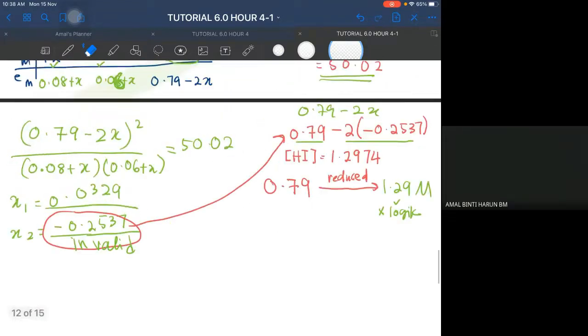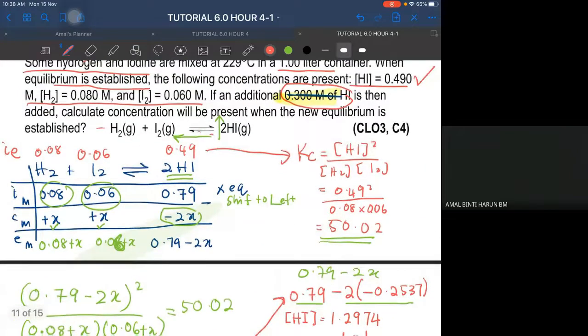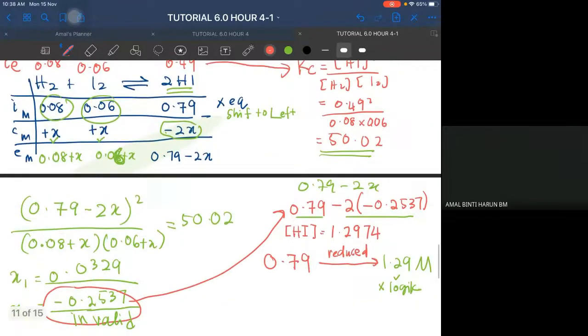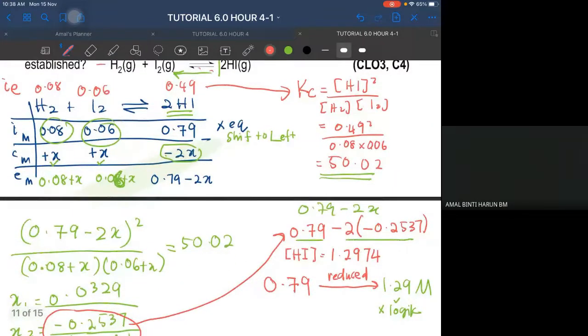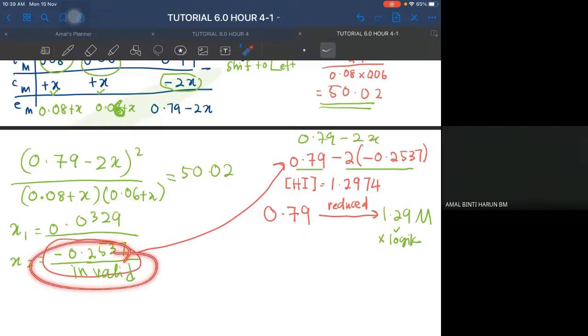Mana dah tadi? Okay, so sampai sini. Bila dapat dua value X, kalau nak ikut kaedah yang terbalik tadi tu pun, you still samalah. Kena check juga value X dia. Okay, sekarang saya tak reverse. Saya hanya cakap dia shift to the left. Then the reactant, produk dia banyak 0.79. Dia patut berkurang. Tapi kalau kita guna value X ni, dia akan menjadi 1.29, which is tak logik. Then this value adalah invalid. So we take the value of X, this one.